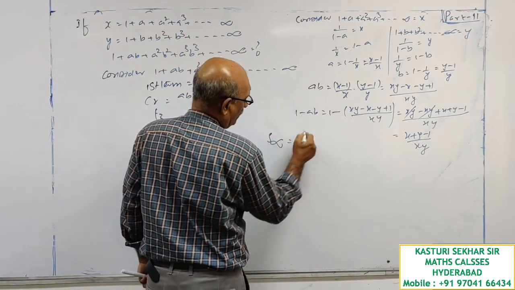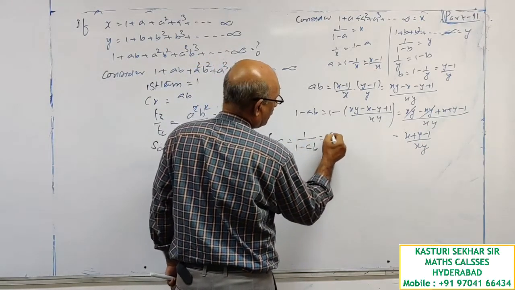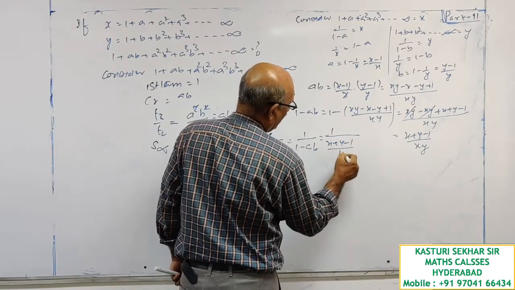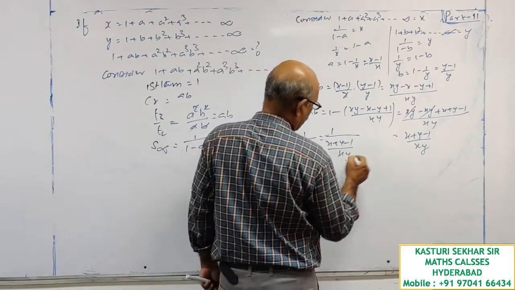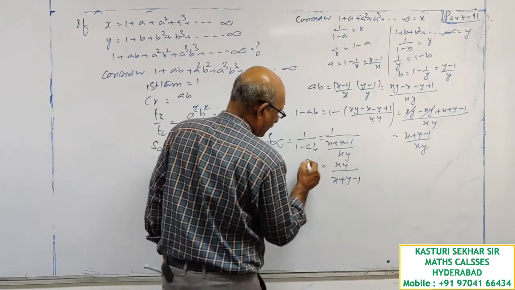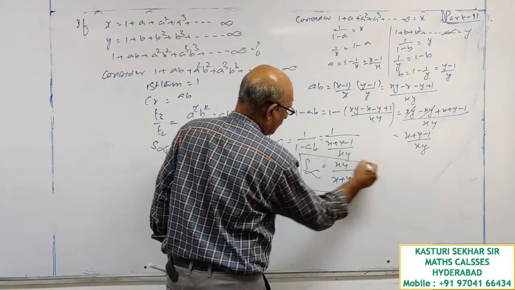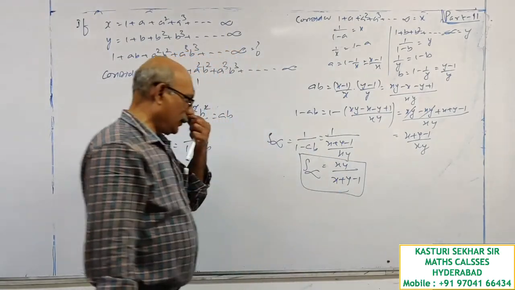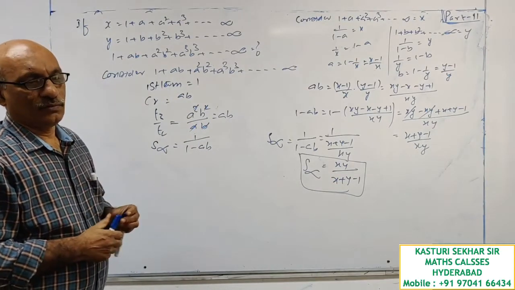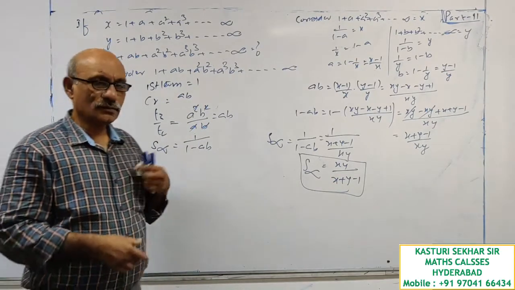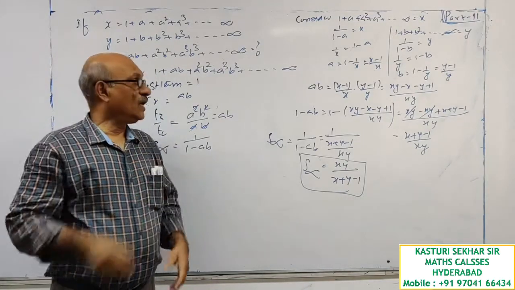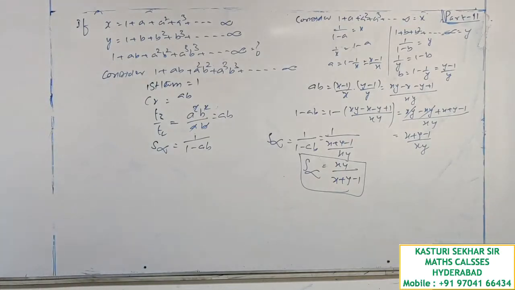So the required sum S infinity is 1 by 1 minus ab, 1 divided by x plus y minus 1 by xy. xy will go to the numerator, so S infinity is equal to xy divided by x plus y minus 1. This is the answer to the given question.